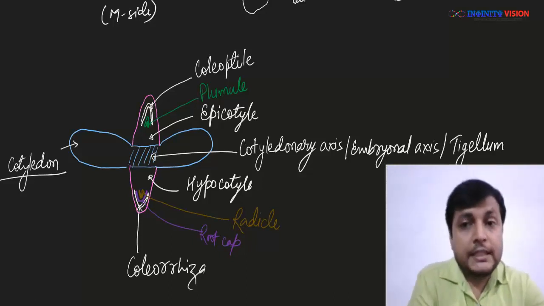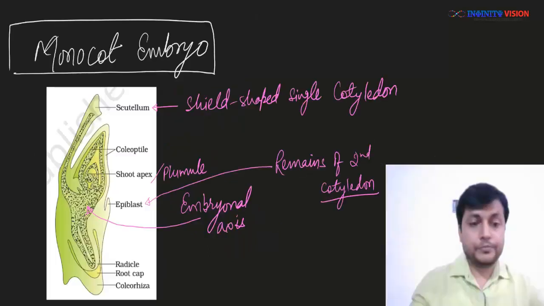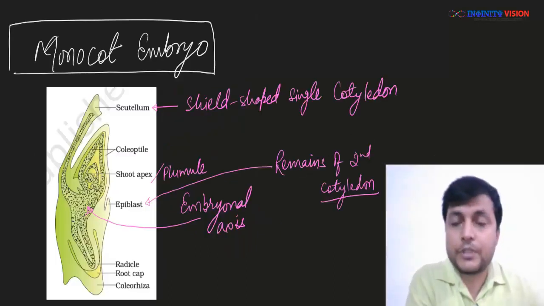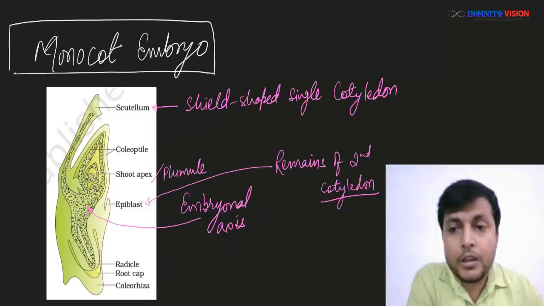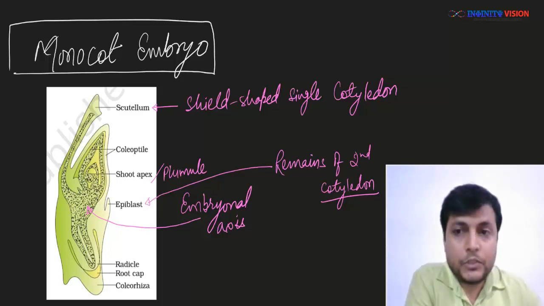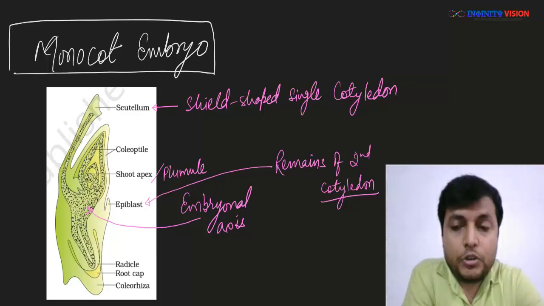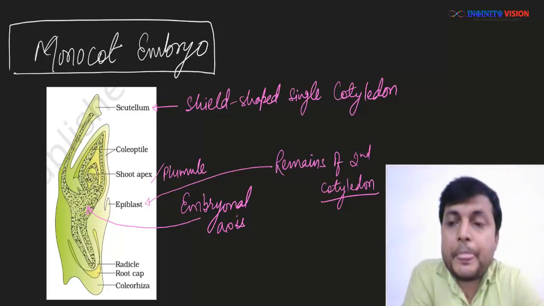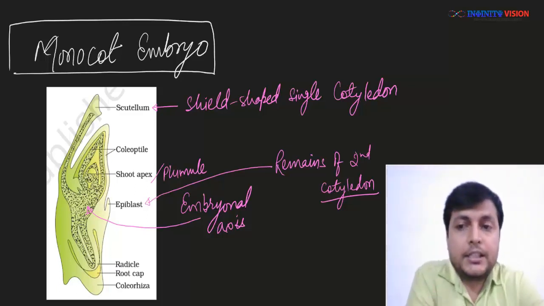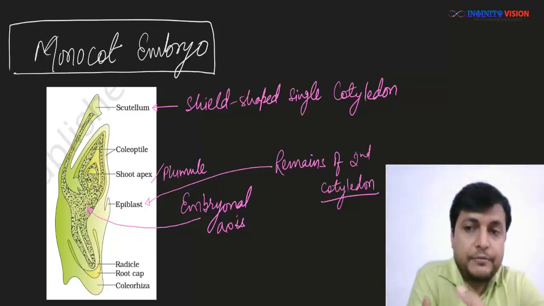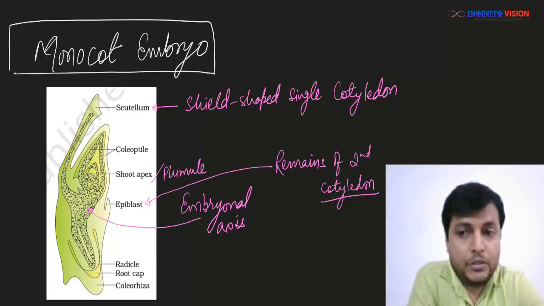Now let's see a monocot embryo. If we have to study the monocot embryo, the best or the most studied embryo is the embryo of maize or corn embryo. This particular picture I have taken from NCERT. You all have seen it or you must have read this.